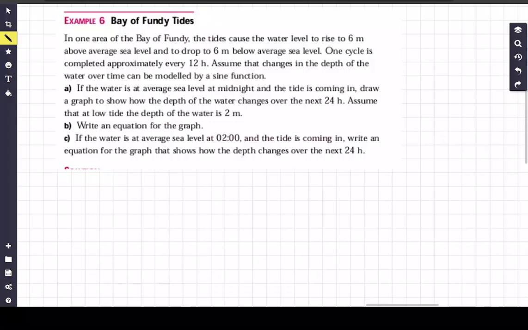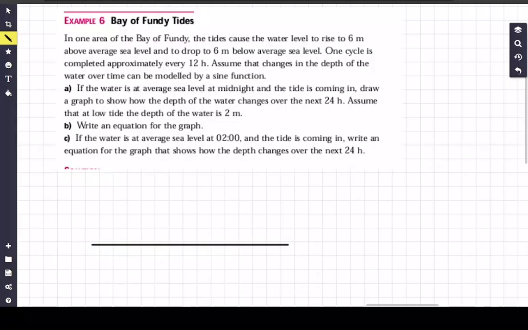Assume that changes in depth of the water over time can be modeled by a sine function. So we can see it's a sine function. If the water is at average sea level at midnight and the tide is coming in, draw a graph to show how depth of the water changes over the next 25 hours. Assume that the low tide of the depth of water is 2 meters. What does that mean? Okay, well, I guess we can do that.